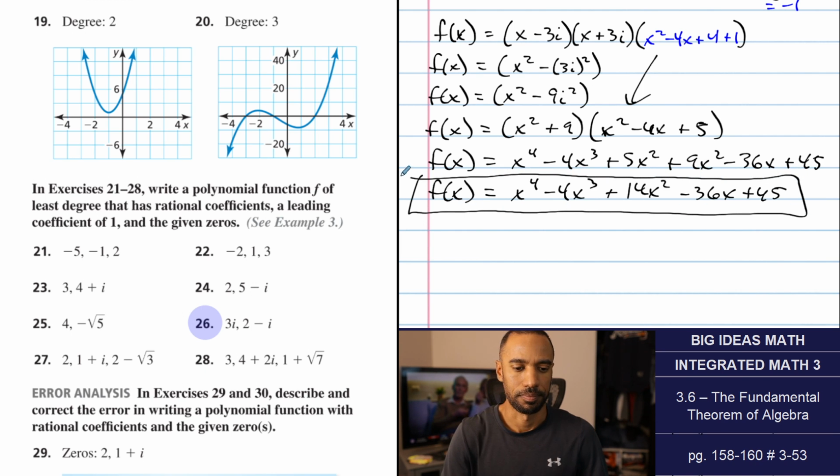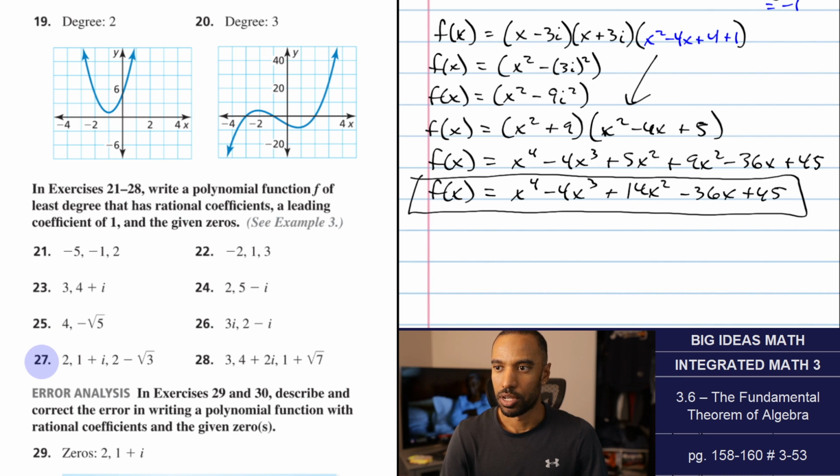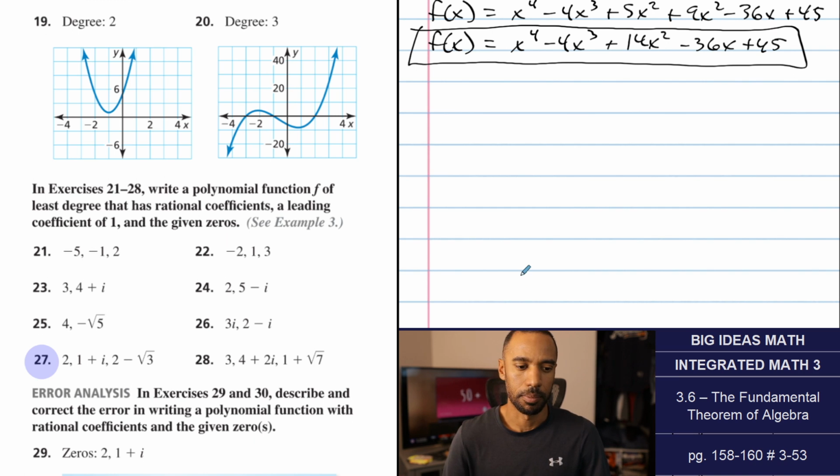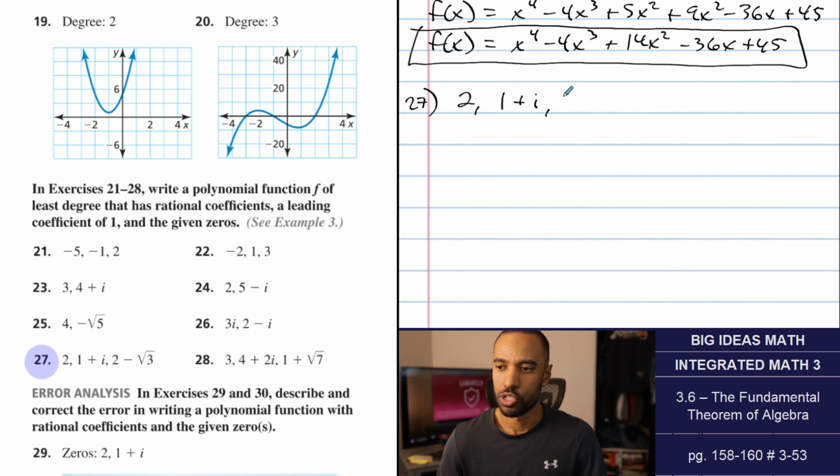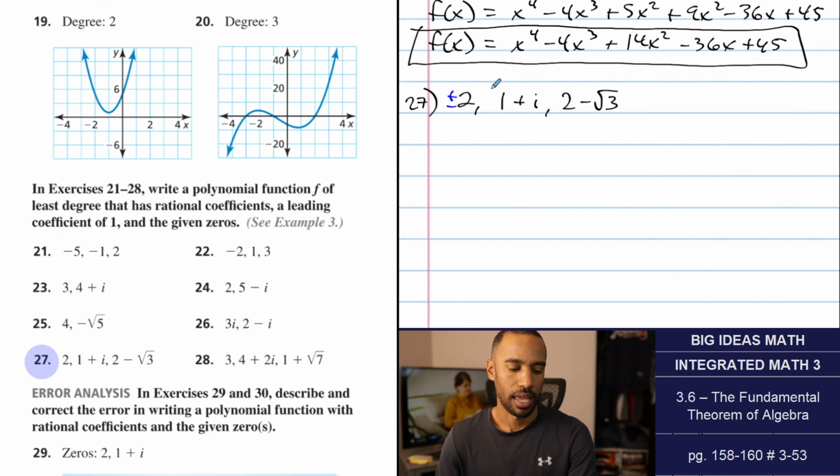Okay, yeah. Two more. Number 27. Oh gosh, I'm definitely going rogue, guys. Number 27: I have 2, 1 plus i, and 2 minus root 3. Definitely going hard on this. Do I have to write plus or minus 2? No. In fact, you don't want that when it comes to least degree.